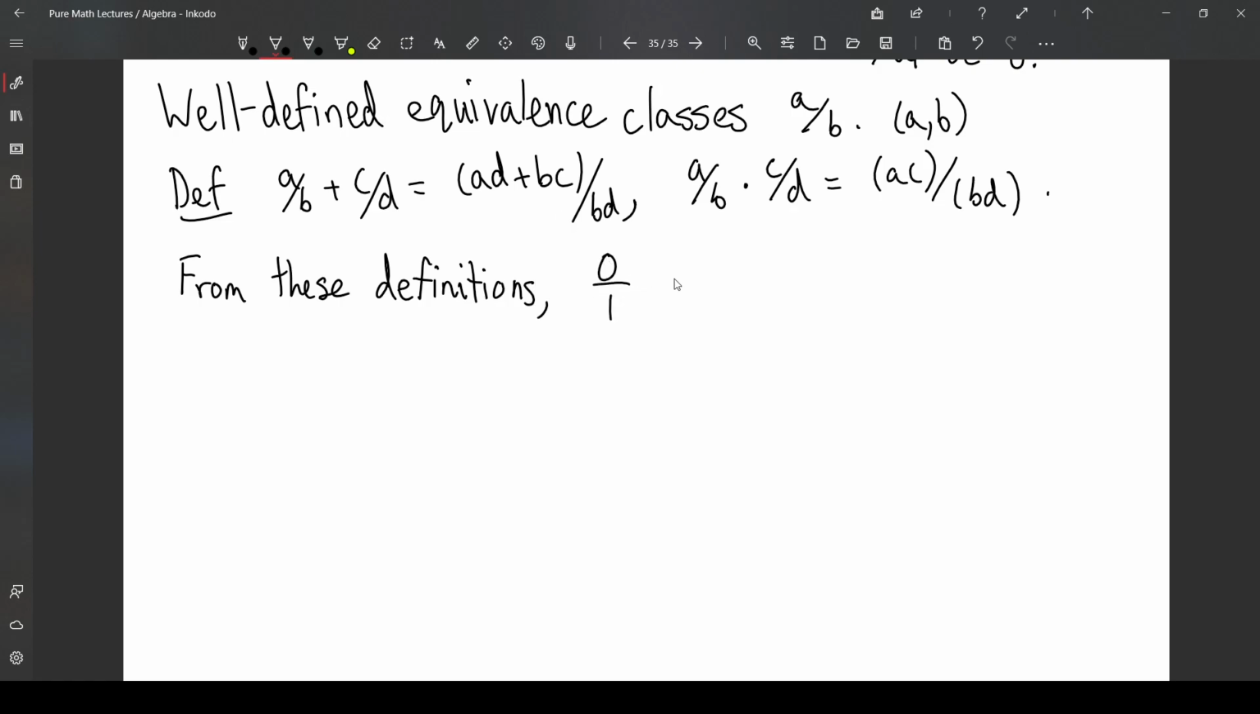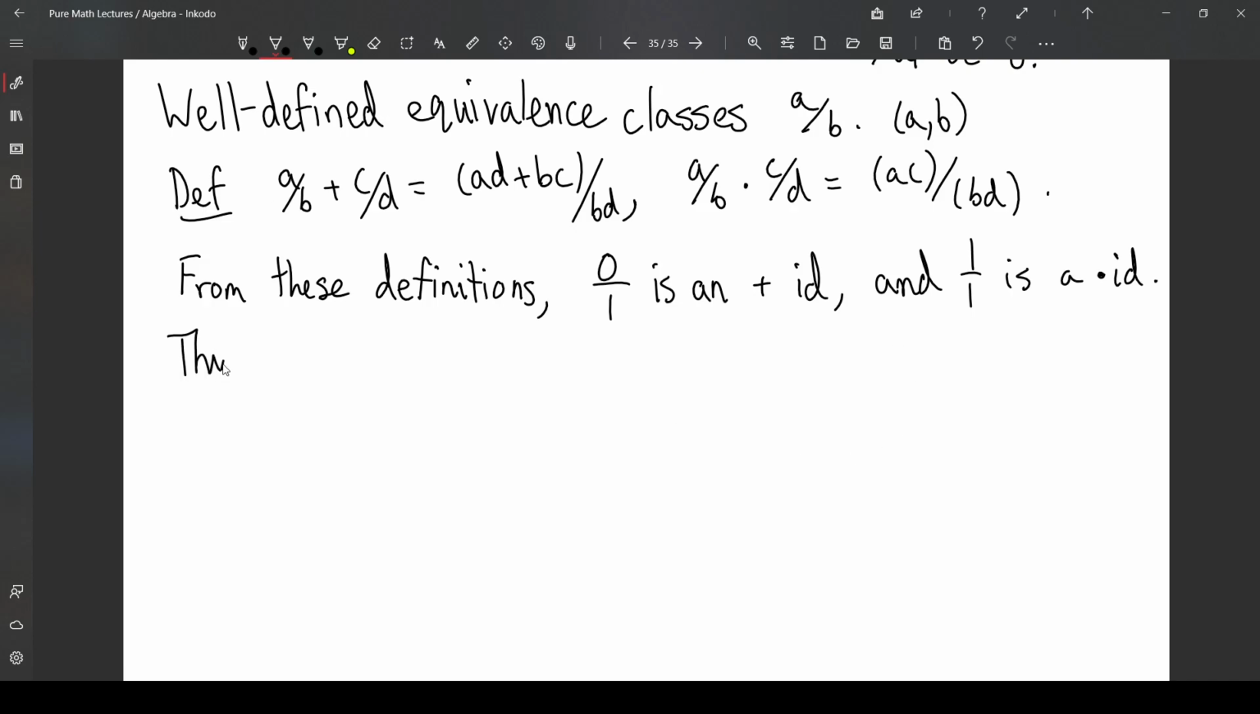0 over 1 is a plus identity, and 1 over 1 is a multiplicative identity, right? So if I add 0 over 1, I get a times 1 plus 0, so that's just a here, and then I get b times 1, which is just b, so I get a over b. And then here, if I multiply by 1 over 1, I get a times 1 is a, b times 1 is b, so this is a over b.